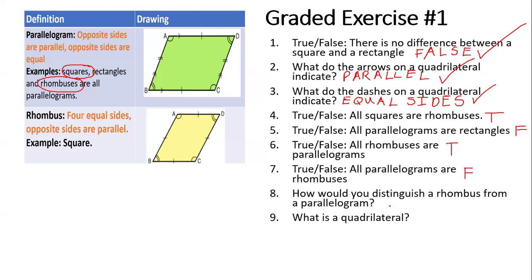Number 9 should be easy. What is a quadrilateral? It is a polygon that has four sides. Very good. A polygon that has four sides.